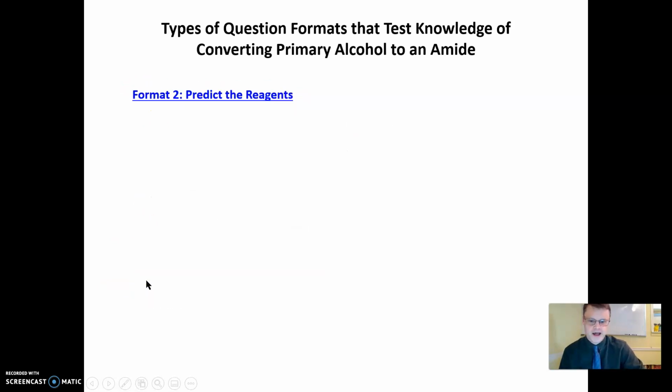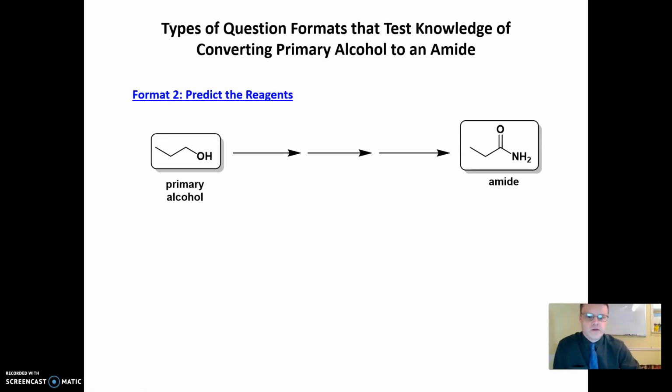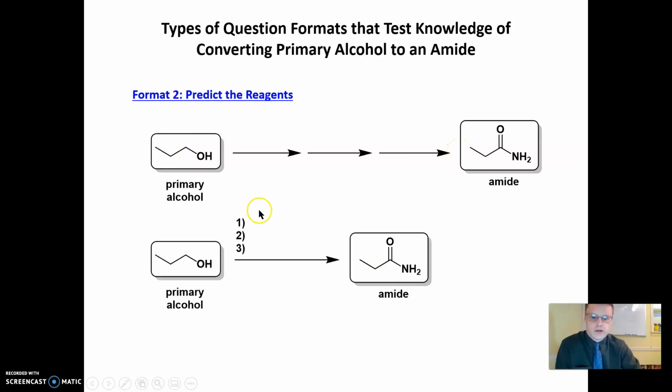Okay. A second way we could do this is I give you a reactant and a product, and now I need you to tell me what reagents are going to get me from here to here. Or we could also write it like this, where you would write the reagents in here. So that's the second type of question I could write.